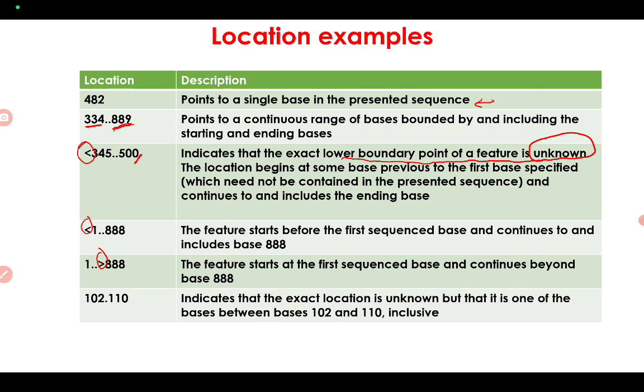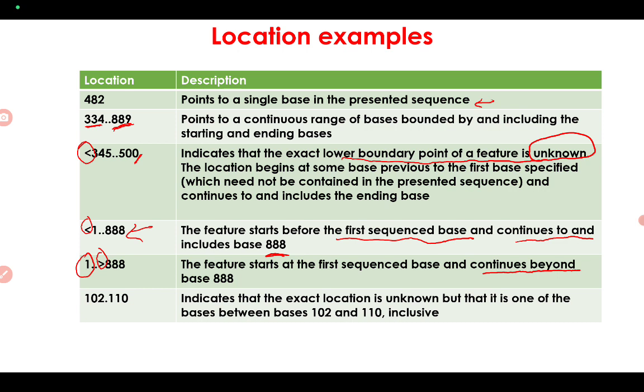Along with that, less than 1 means the feature starts before the first sequence and continues till 888. For example, it is not starting from 1 but before that, in the upstream region. With the greater than sign, we know the first sequence starts at 1, but we are not sure it ends at 888; it continues beyond 888.